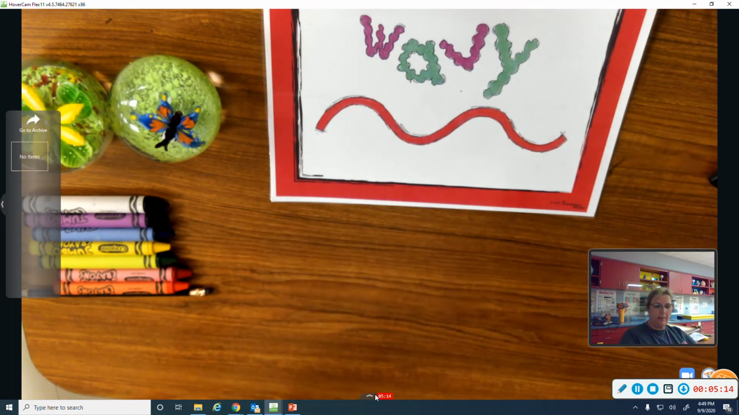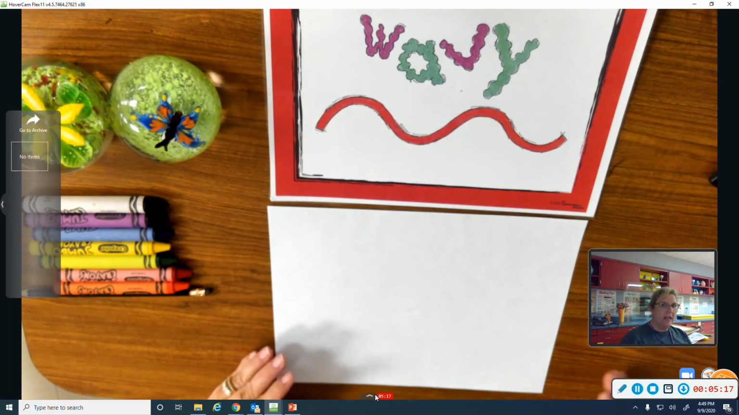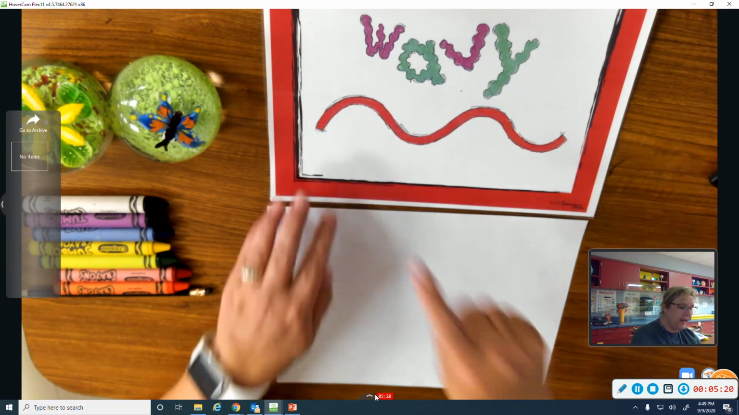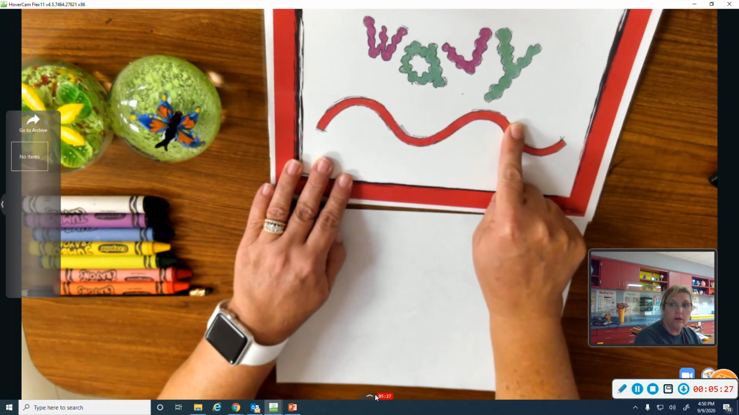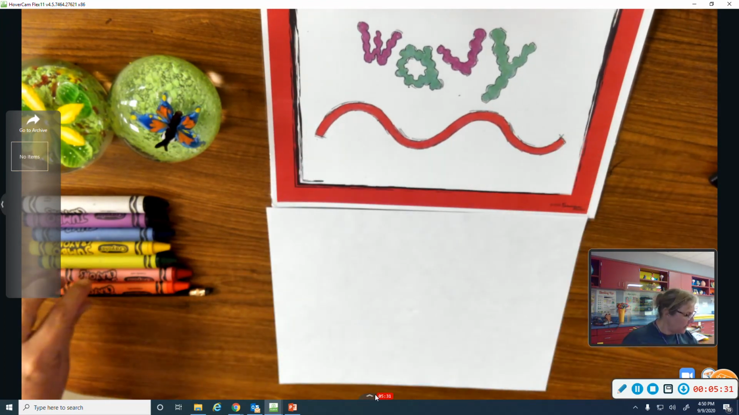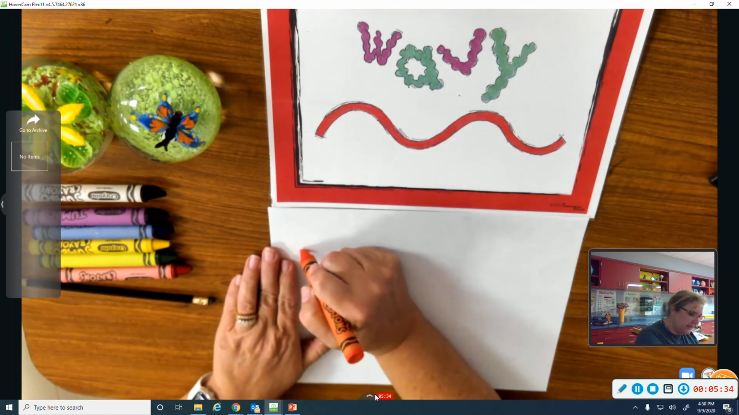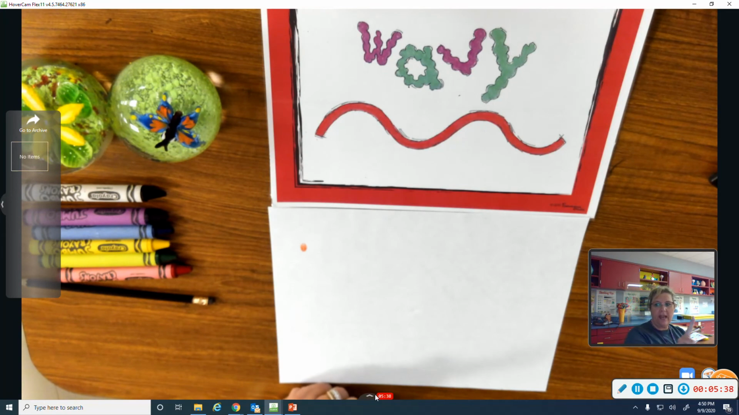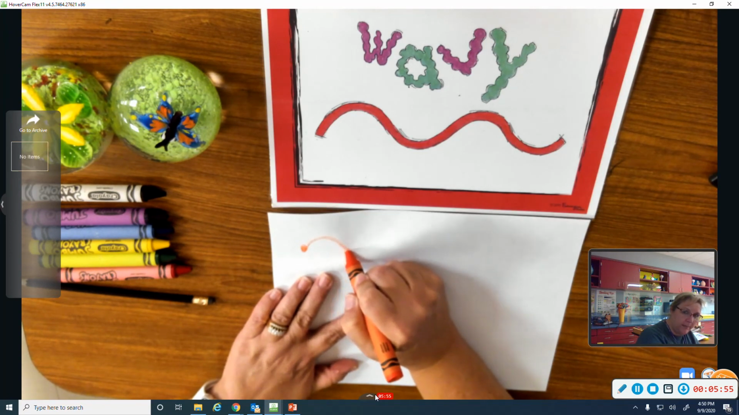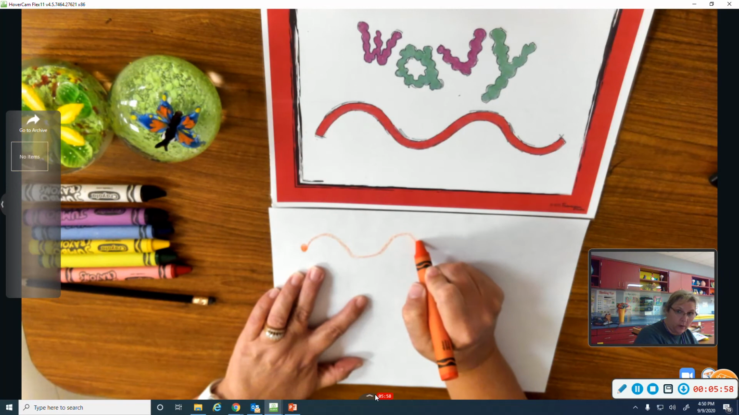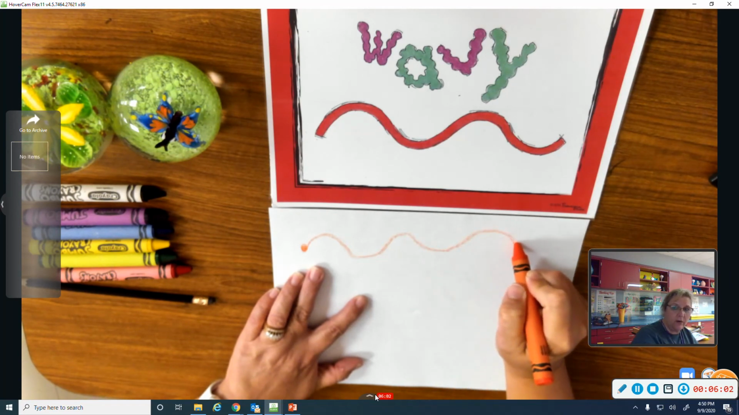I'm going to turn my paper over to the other side. Now we have wavy lines. Now wavy lines are a curve going up and a curve going down. So I think I will do orange. And I'm going to make a dot. Let's take our finger first and let's make our wavy line. So a curve going up and a curve going down. A curve going up and a curve going down. Now let's make a curve going up and a curve going down, and a curve going up.